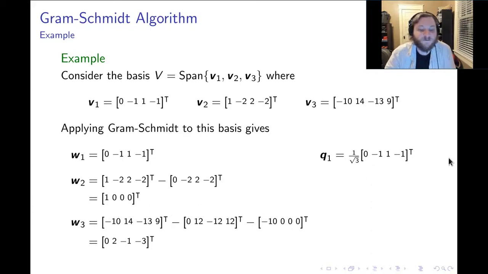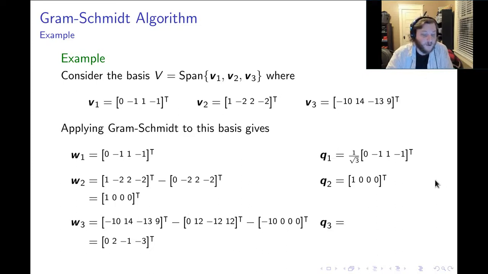Our second vector, Q2, will be the normalization of W2. But here we realize that W2 happened to be a unit vector, so the length is equal to 1 already. So Q2 equals 1, 0, 0, 0. That's not guaranteed to always happen. We're just lucky in this case.